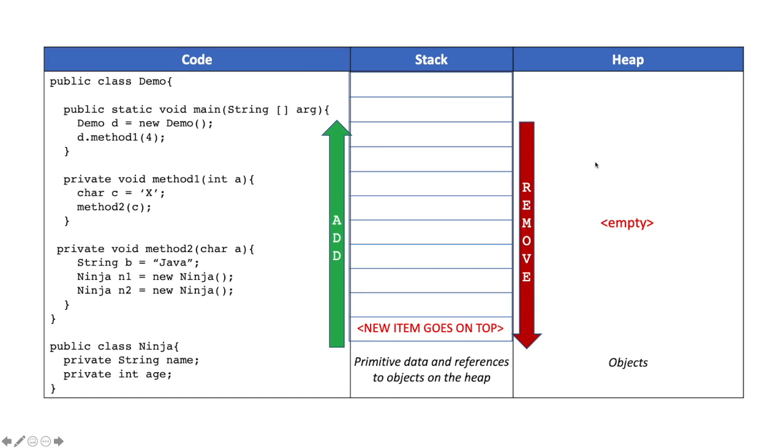When you first run your program, before I even get into the program, I have an empty stack, which means I have no variables or primitive data types or references available, and I have no objects sitting on the heap. So let's go ahead and work our way through the code now.